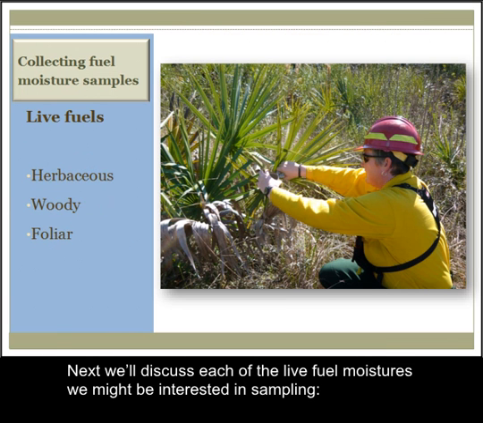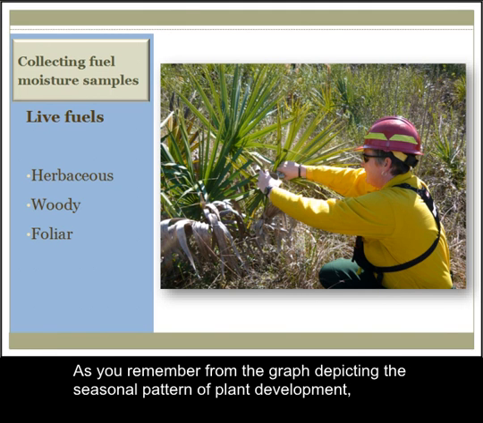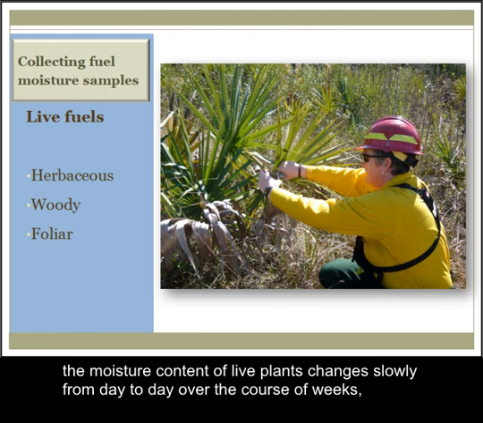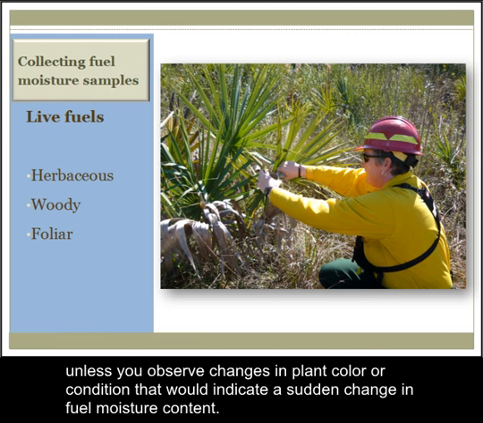Next, we'll discuss each of the live fuel moistures we might be interested in sampling: herbaceous fuels, woody fuels, and foliar moisture. As you remember from the graph depicting the seasonal pattern of plant development, the moisture content of live plants changes very slowly from day to day, over the course of weeks, so sampling live fuels doesn't need to be done more frequently than every week, unless you observe changes in plant color or condition that would indicate a sudden change in fuel moisture content.